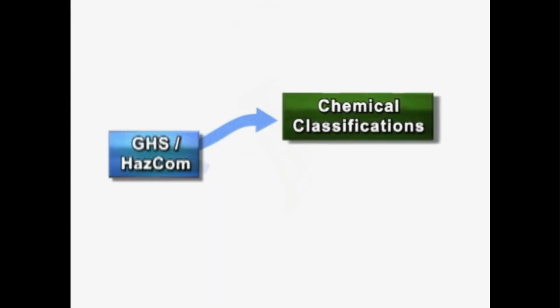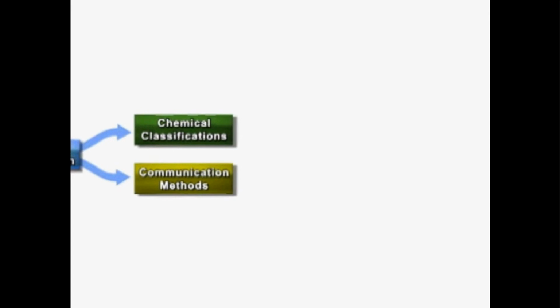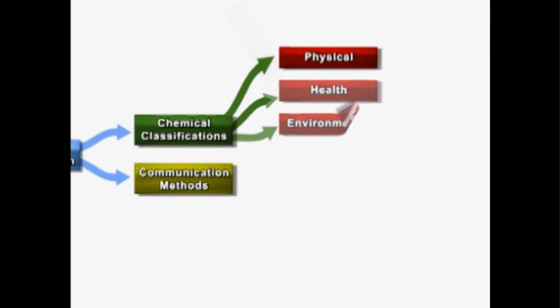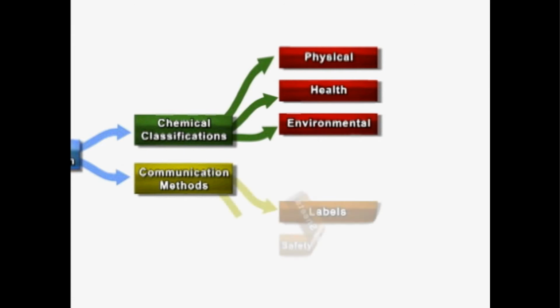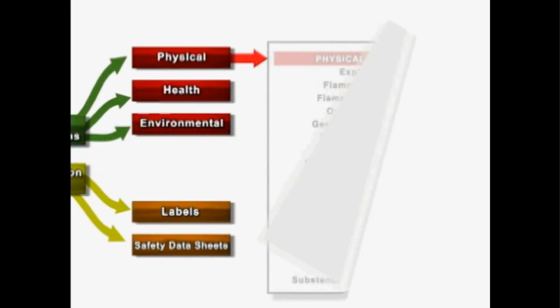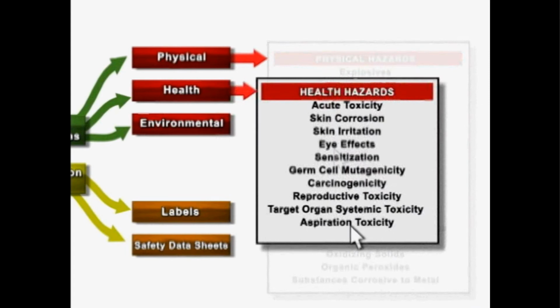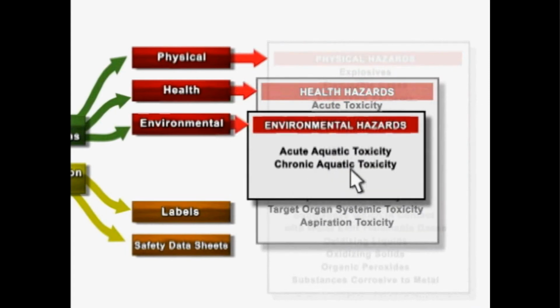What does the GHS look like? The system standardizes two critical areas of hazard communication: how hazardous chemicals are classified and the methods used to communicate those hazards. Breaking it down further, there are three types of hazards: physical, health, and environmental. And there are two types of communication: labels and safety data sheets. More about those later. Under physical hazards, there are 16 categories, 10 categories under health hazards, and environmental hazards has 2.